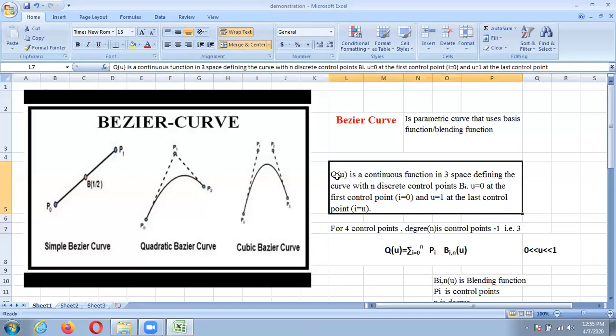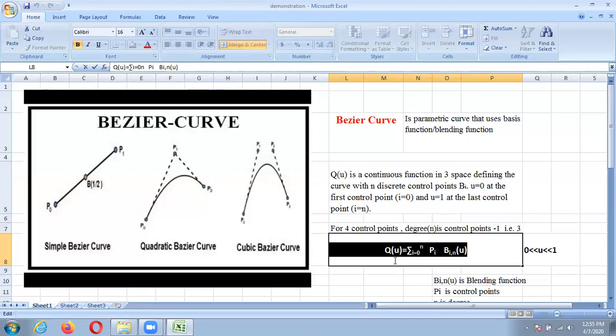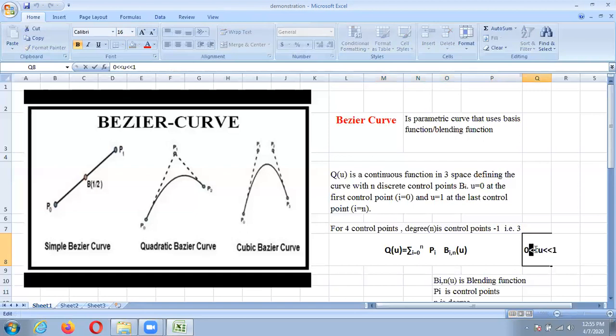Now understand this: q of u, the equation of the Bezier curve, is q of u equals the summation from i equals 0 to n of p i into b i comma n of u. Here p i are the control points. Whatever number of control points we are using, that many are indicated by p i. Then b i comma n of u is the blending function, and u lies between 0 and 1.